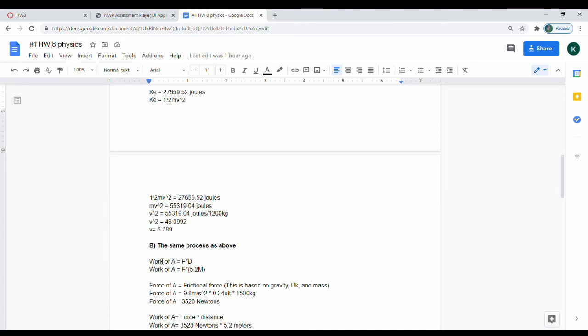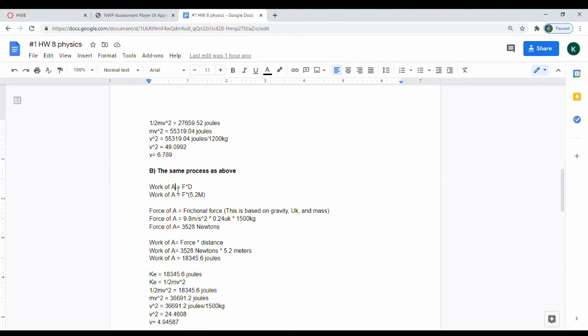And it's the exact same process for B. Just imagine all these said B, not A. I actually forgot to change that. I'll change that afterwards, but all this should say B. I literally just copy and paste it and change the numbers because the process is exactly the same. So either way, moving on.